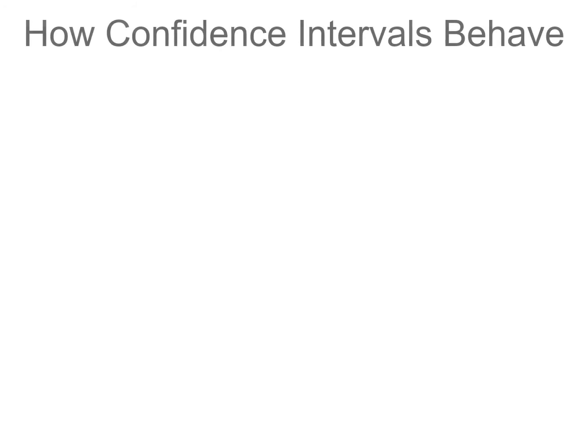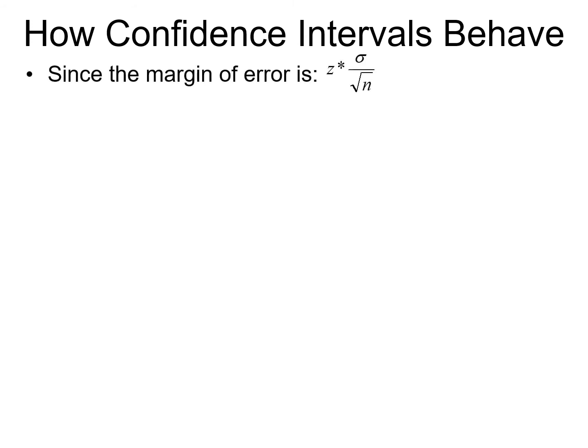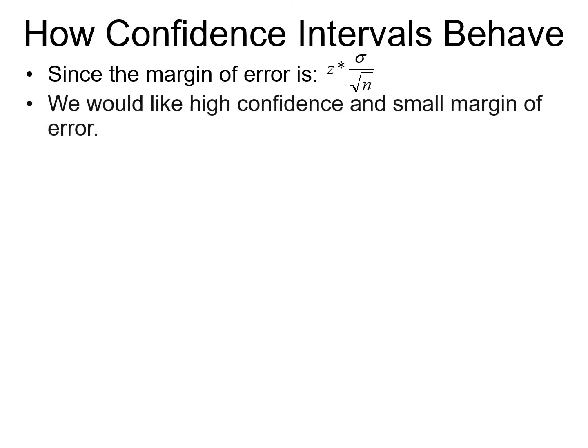Now, sometimes we want to look at the margin of error and the sample size that we need. So margin of error is this, that's the portion on the right of the plus minus: the z star times the standard deviation over the square root of n. We want to have a high confidence level and a small margin of error, because the more margin of error you have, the more chances you could be incorrect.